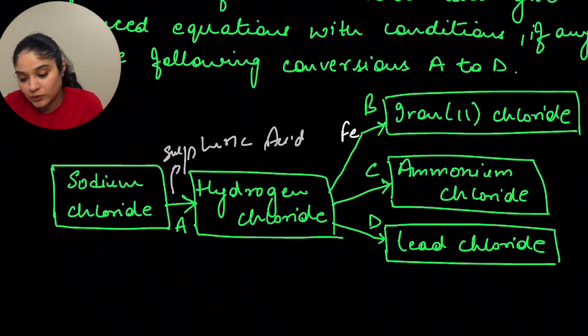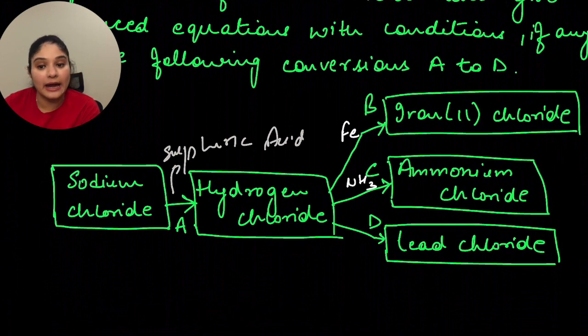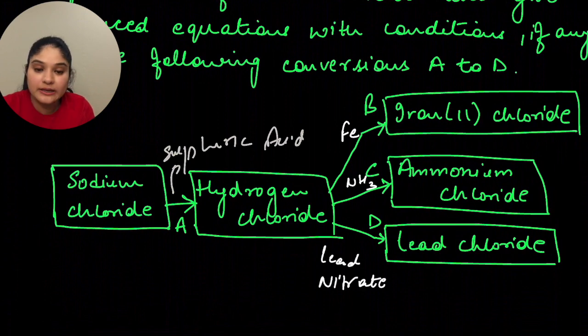Now moving ahead to the next one, you need ammonium chloride. For ammonium chloride, simply react it with ammonia, NH3. Then from hydrogen chloride, you are trying to reach lead chloride. Instead of reacting lead directly, my preference would be to react lead nitrate with it, because in that case you end up getting nitric acid and along with that you get lead chloride. So in this case you can react it with lead nitrate. I am taking this particular example because this is already part of your nitric acid chapter, so that's the reason I'm picking that up. Now let's start writing the equations.